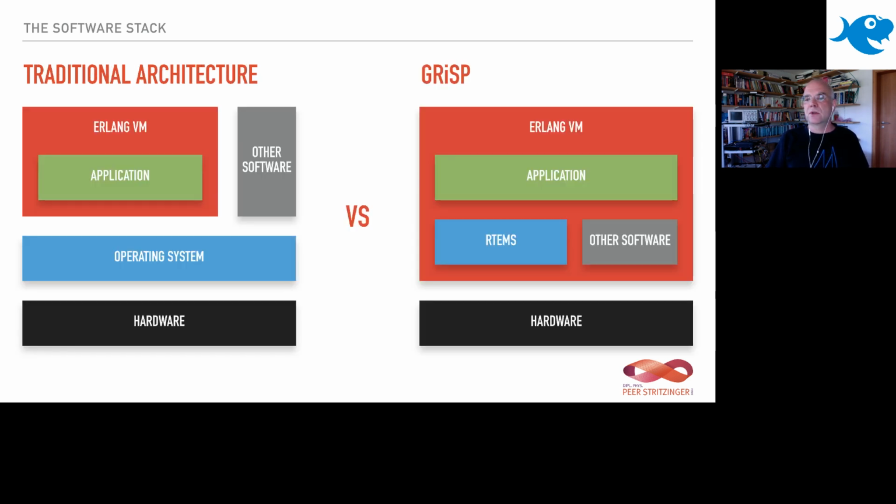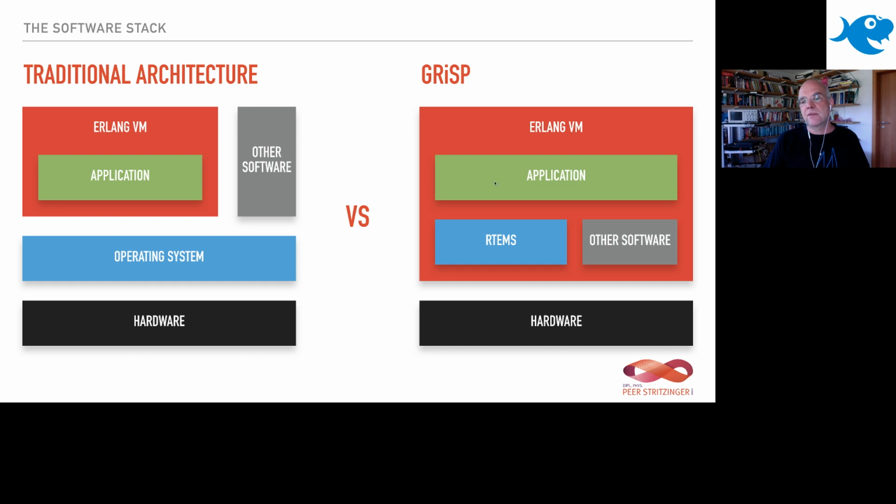So, a short comparison of architectures. In the traditional architecture, we have hardware at the lowest level. I think you can see my mouse. There's the hardware, on top of the hardware is the operating system, and on top of the operating system in user land there's the Erlang VM running the Erlang application, and there can be other software here. But to access the hardware, it always has to go through the operating system into kernel mode to get at the hardware. In GRiSP, we have a different approach.